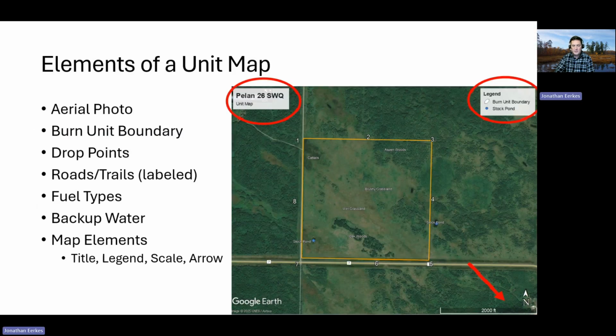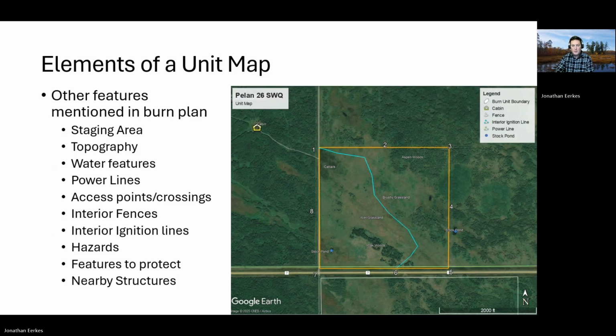Finally, the map needs to have the basic map elements such as a title, a legend, scale, and north arrow. Finally, there might just be a whole bunch of other items that you could label. Think about the following list here and consider if any of them ought to be put on the map.